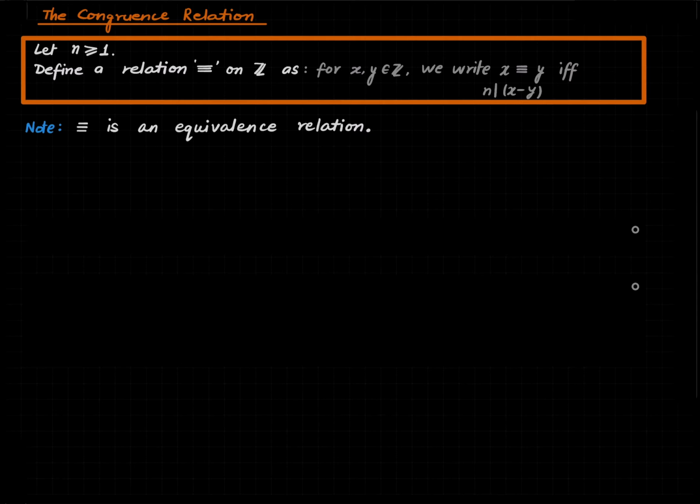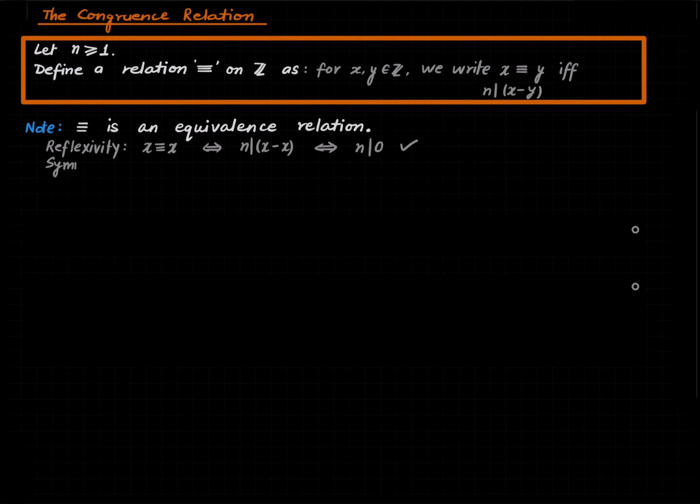Okay, so that's very easy. Why is it an equivalence relation? We need to check three things. Reflexivity. What does reflexivity mean? It means that everything is related to itself. So is it true that x is related to itself under this relation? This is equivalent to saying that n divides x minus x, which is equivalent to saying that n divides 0, but that is true. So reflexivity holds.